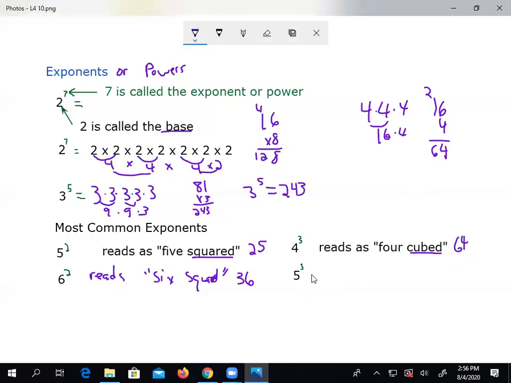This reads as 5 cubed. So 5 cubed means 5 times 5 times 5. And 5 times 5 times 5, well, 5 times 5 is 25. So it's 25 times 5. So 5 times 5 is 25, carry a 2. 5 times 2 is 10, plus 2 more is 12, so 125. So 5 cubed is the same thing as then 125. So those are some common exponents that we'll see. So this is going to move us into our home stretch now.